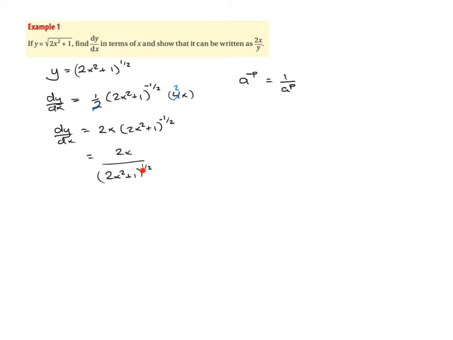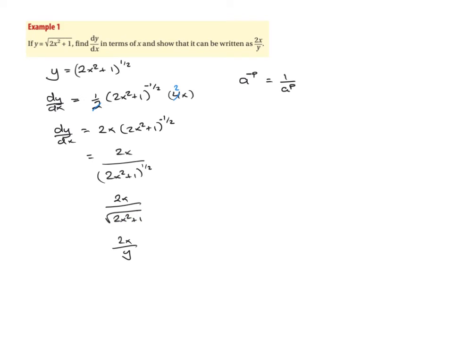We can now change this back to the square root because of the half. So let's do that next. So we end up with 2x over the square root of 2x squared plus 1. And we were trying to get 2x over y, but hopefully you'll see that y here is equal to the square root of 2x squared plus 1. So wherever we see the square root of 2x squared plus 1 here, we can replace it with a y. So that means that we can change the bottom for the y, because hopefully you can see that y is equal to the square root of 2x squared plus 1 up here.